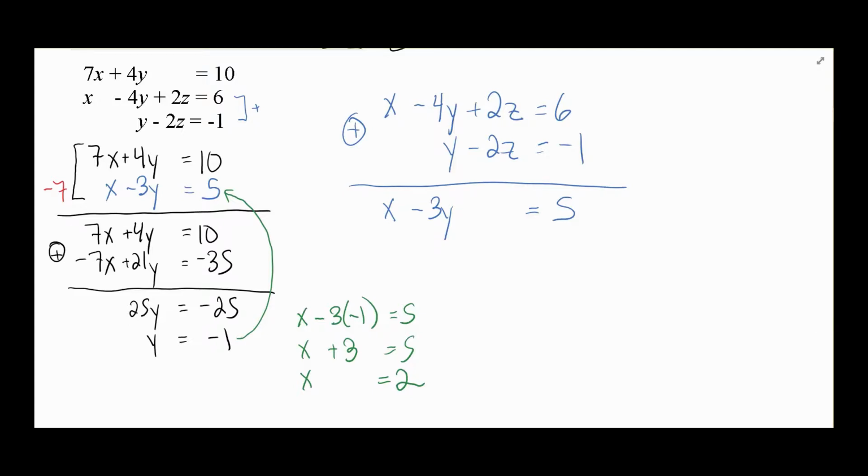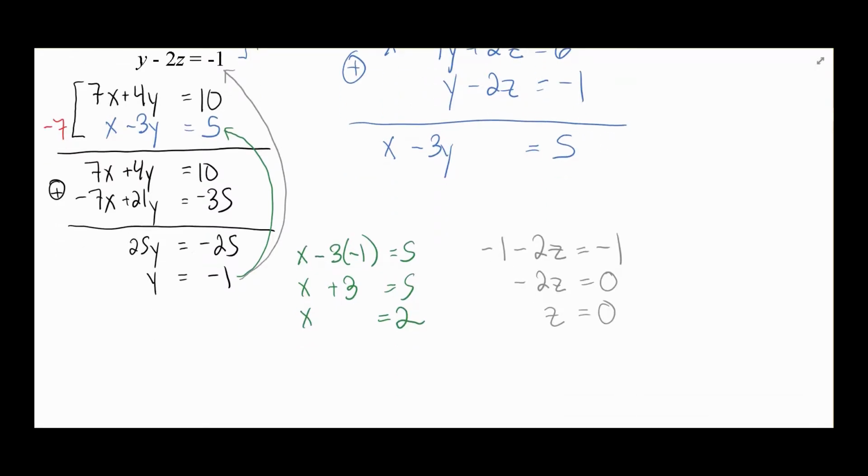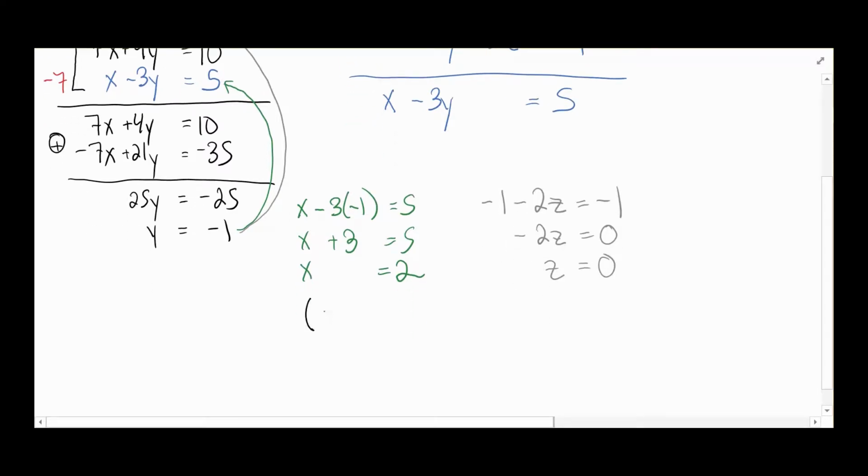So if I plug back into the equation that has z in it, that would be y minus 2z equals -1. If I add the 1 to the other side and then divide by -2, I find that z is 0. Now to write my final answer, the order matters because it is an ordered triplet. I'm going to have my x value, followed by my y value, followed by my z value. And that's the final answer to this question.